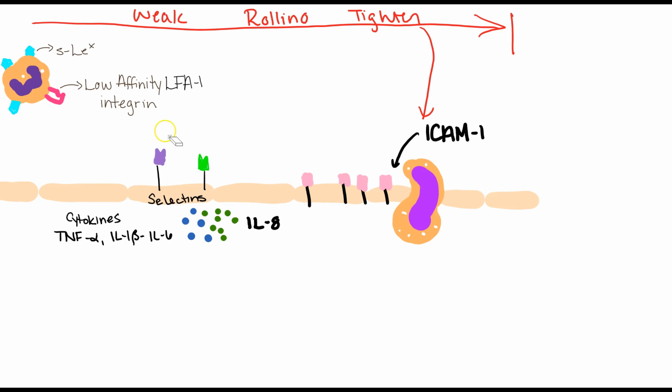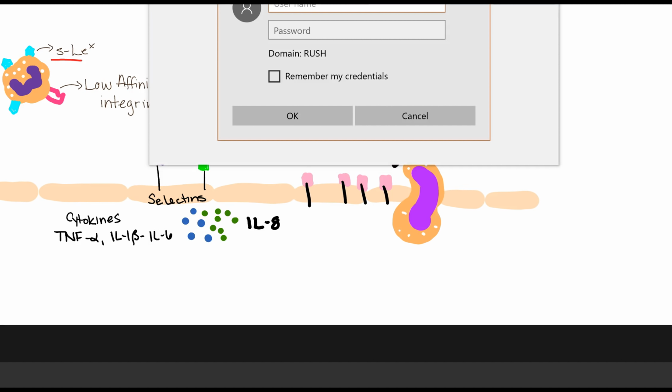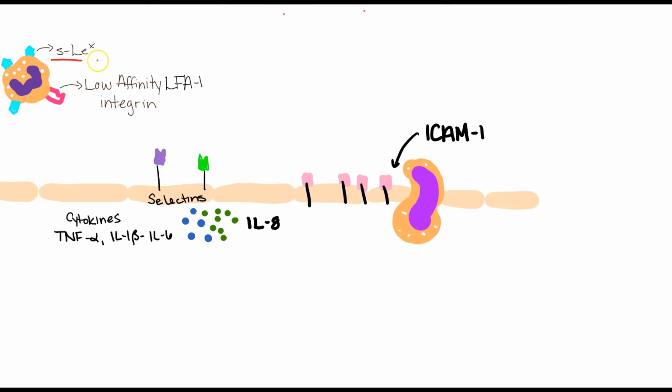So let's talk about some of the players that are involved in this weak to rolling to tighter binding that leads to extravasation. First off, leukocytes, like the one I'm showing over here, express carbohydrate-rich glycolipids on the surface, and these are known as the Lewis X antigen. In the normal state, endothelial cells lack the receptor for these carbohydrates. So the cell just keeps moving because the endothelium isn't expressing a receptor for the Lewis X antigen.